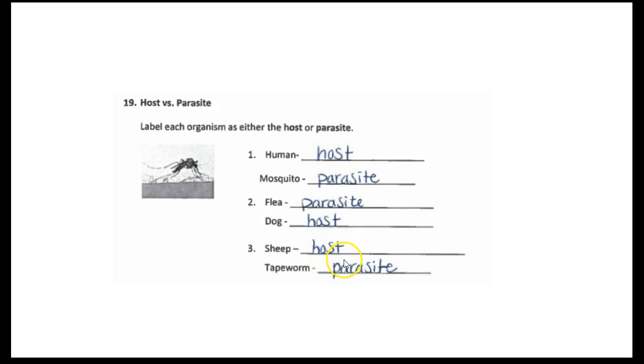The sheep is the host and the tapeworm is the parasite. So this weird little microscopic worm living inside of the sheep's intestine makes it the parasite, makes the sheep the host.